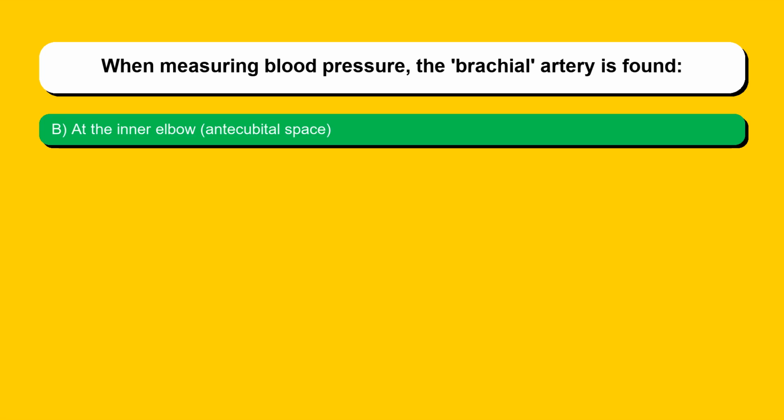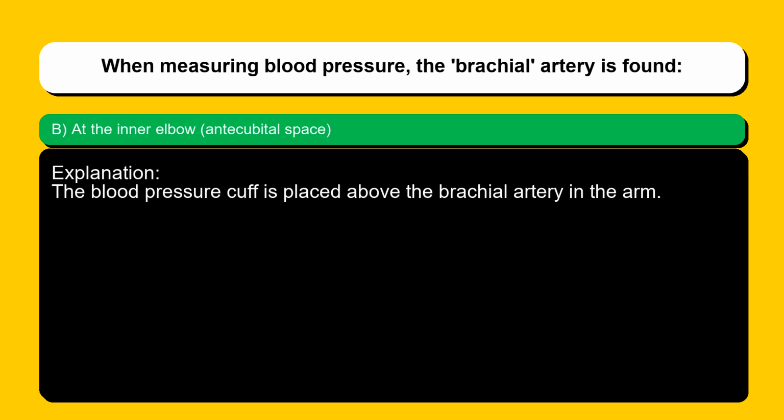The correct answer is option B, at the inner elbow, antecubital space. The blood pressure cuff is placed above the brachial artery in the arm.